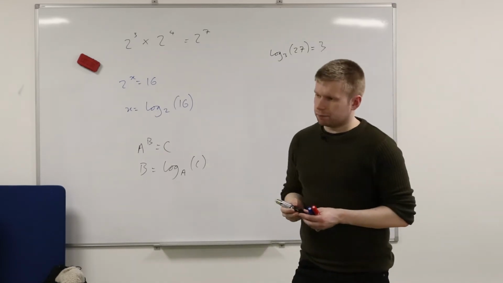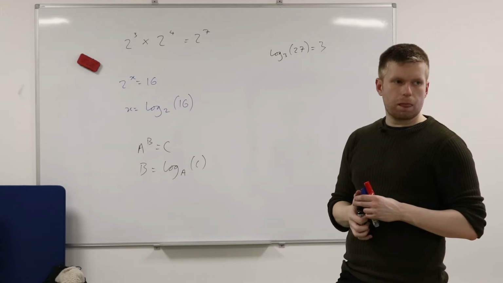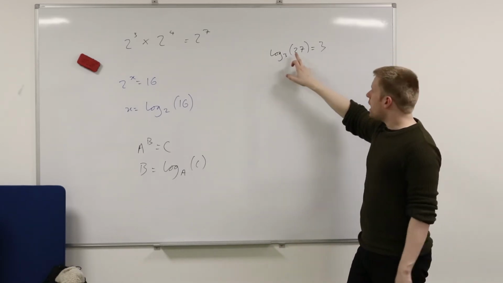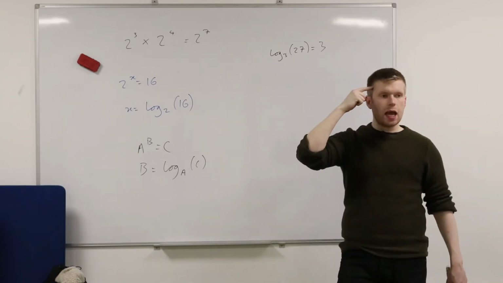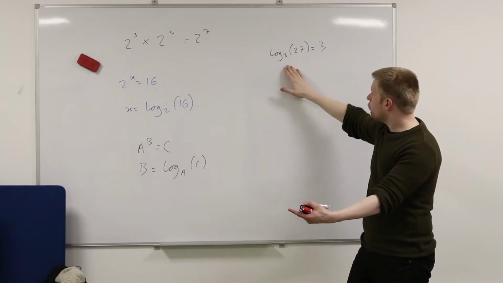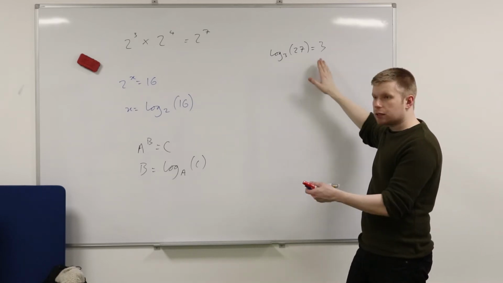How do you know it's 3, Riley? Yeah, good. What I'm literally saying there, that's my base. That's what it's equal to. So I'm saying 3 to the power of what gives me 27. That's what I want you to think of it as. Okay, 3 to the power of what gives me 27? It has to be 3.